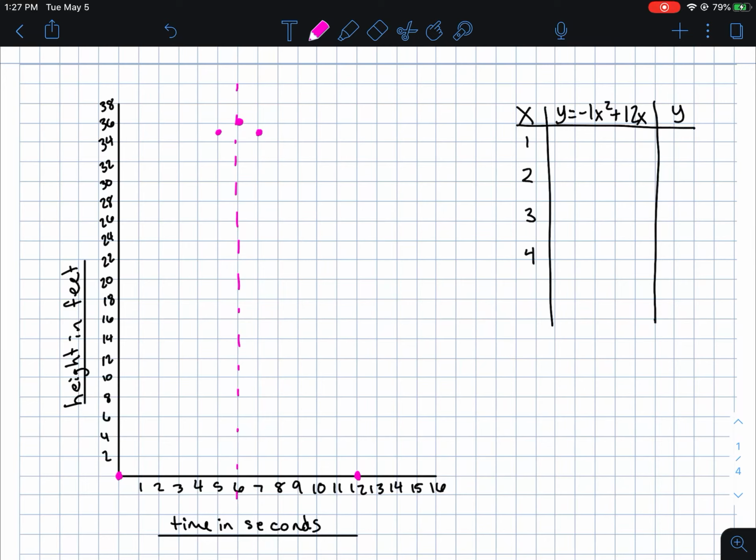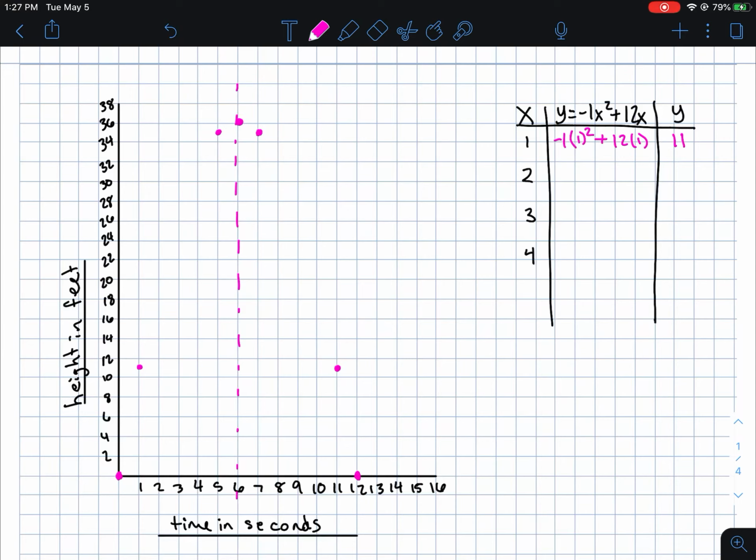Alright, so -1 times 1 squared is going to give me -1, plus 12 times 1 is 12, so -1 plus 12 is 11. So I know (1, 11) is going to be right here. That means (11, 11) is going to be right here, because they are equal distance from the axis of symmetry, meaning that they are 5 away and 5 away.